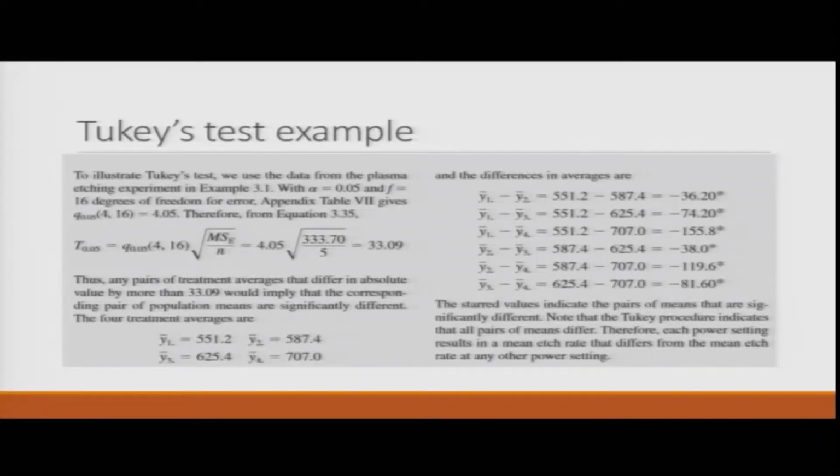So appendix 7 in the table which we just considered will give a q value with the corresponding alpha of 0.05, value of p as 4, where p is the number of samples which you have, which was 4, and 16 is the degrees of freedom. The value of q comes out to be 4.05. Therefore we can find the capital T, which is the Tukey value, as 33.09.